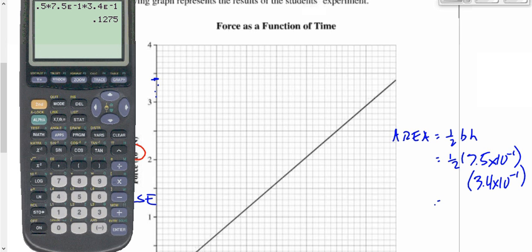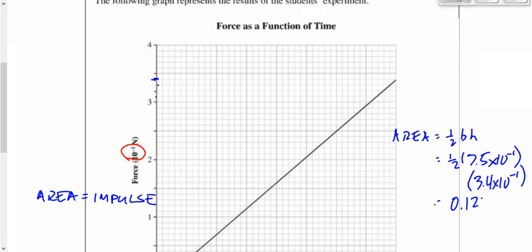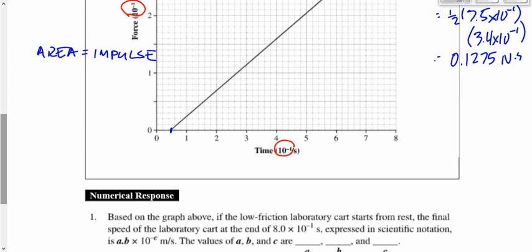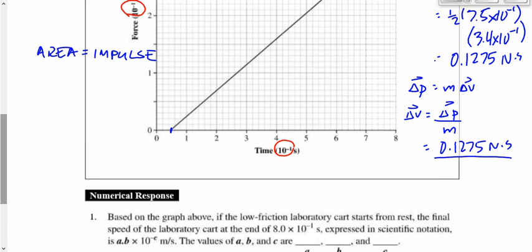How many people got for an impulse or an area of 0.1275? That would be Newton seconds, or the other set of units we could use, as they used in the last question, kilograms meters per second. Now when we want to find the change in velocity, we know impulse equals m times delta v. Delta v is equal to delta p over m. I just found the impulse, 0.1275 Newton seconds, and I'll have to have the mass here.